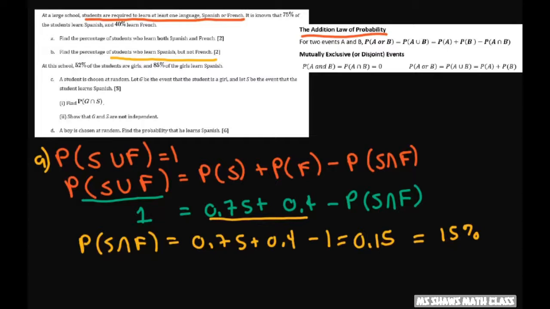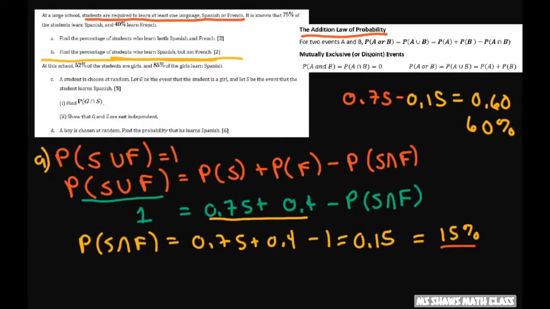So for that one, all you're going to do is take your 0.75 minus your 0.15, and that's going to give you 0.60, which is 60%. So that's the first part. Now the second part.